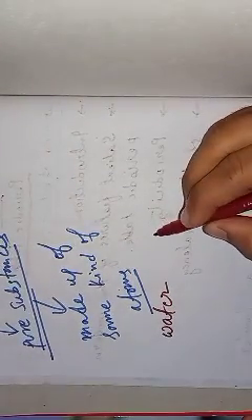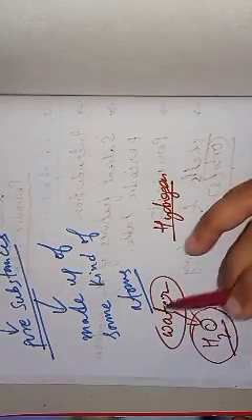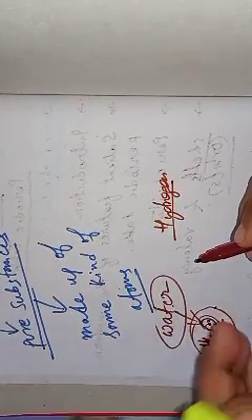So if I ask you that water and hydrogen, which one is an element? Water is made up of hydrogen and oxygen. This is the molecular formula of water. Molecular formula of water is H2O. So the molecular formula itself says that it is not made up of same kind of atoms, rather it is made up of different kind of atoms, hydrogen and oxygen. So it does not qualify to be an element.